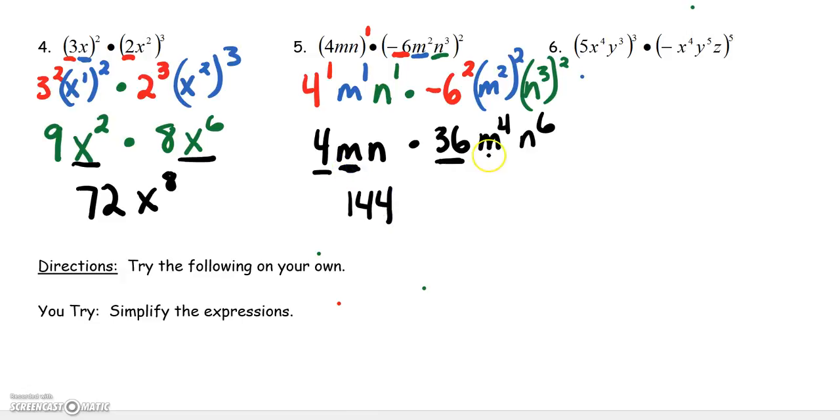M to the 1st times m to the 4th. We're going to add those exponents together according to rule number 1 and get m to the 5th. And then n to the 1st times n to the 6th. We're going to add the exponents together. 1 plus 6 gives us n to the 7th as the final answer for number 5.